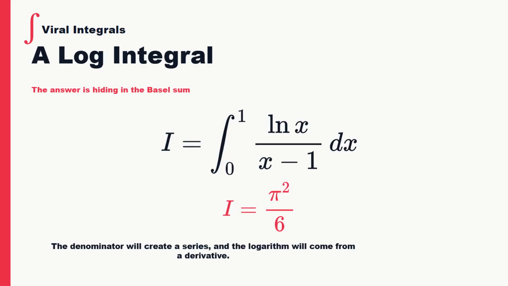So today we're going to be evaluating the integral from 0 to 1 of natural log x over x minus 1. And a logarithm over x minus 1 looks like an endpoint trap, but it's really the Basel sum in disguise. The clue is that the denominator can create a geometric series while a parameter derivative in the numerator can create the logarithm, and you'll see what I mean here in a second.